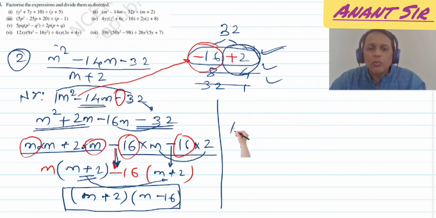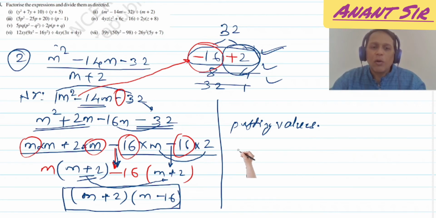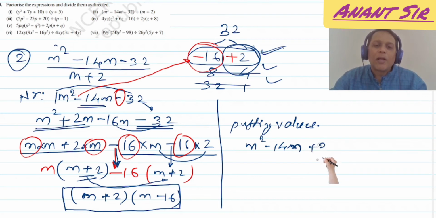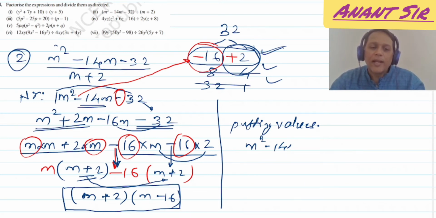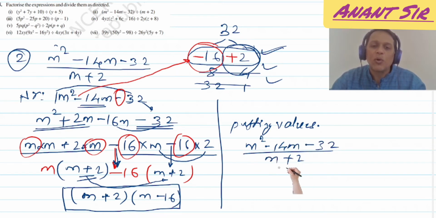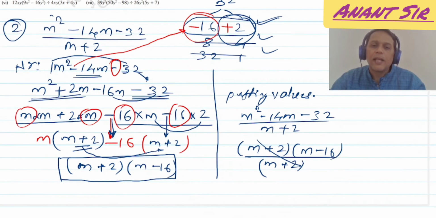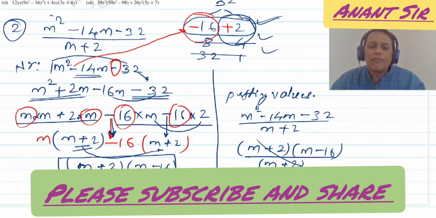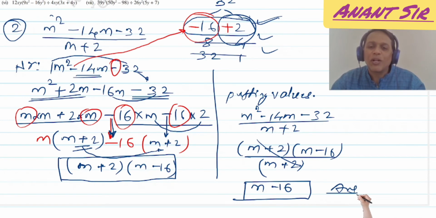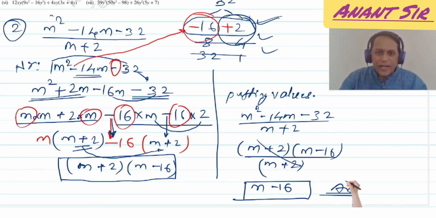Now we have to put the values. We are going to put values: m square minus 14m minus 32 divided by m plus 2. So what are the factors of the numerator? It is m plus 2 into m minus 16, and what was the denominator? M plus 2. So the m plus 2 bracket gets cancelled, and so friends, this is our final answer for question number 2, m minus 16. I hope you are getting this, right?